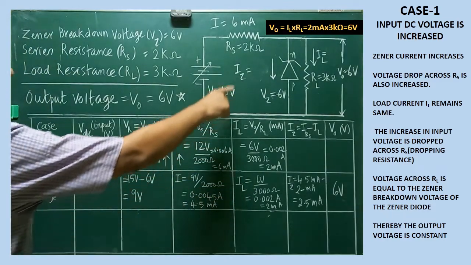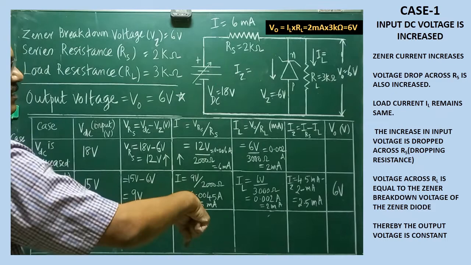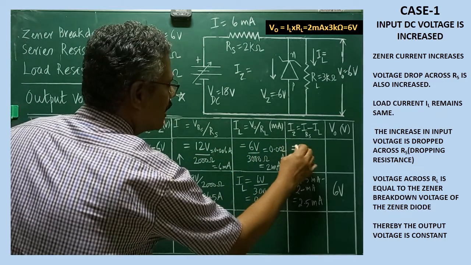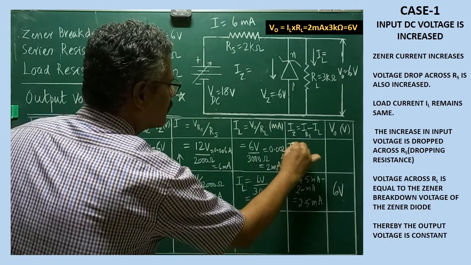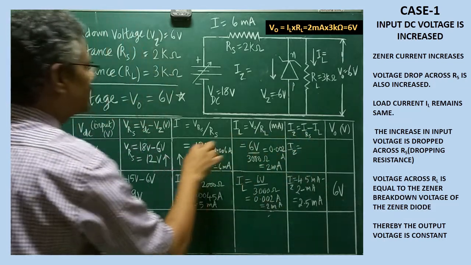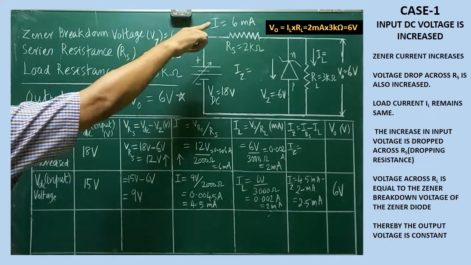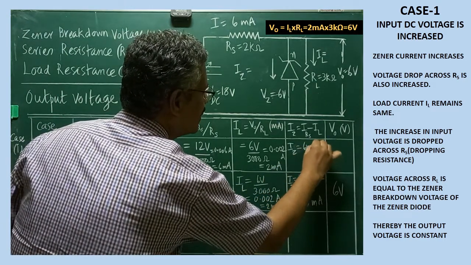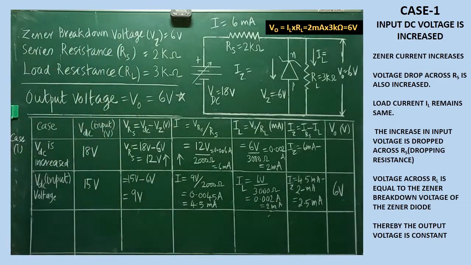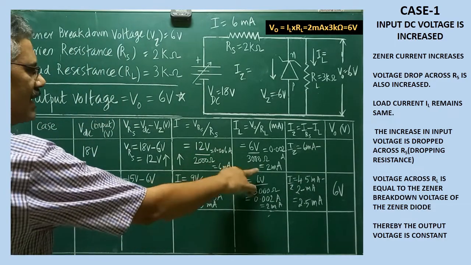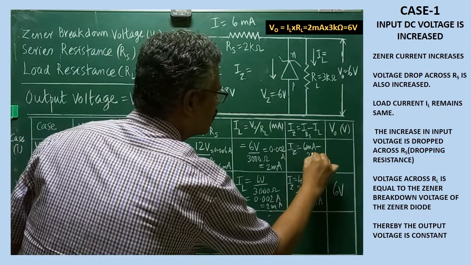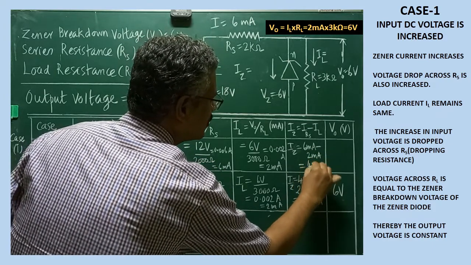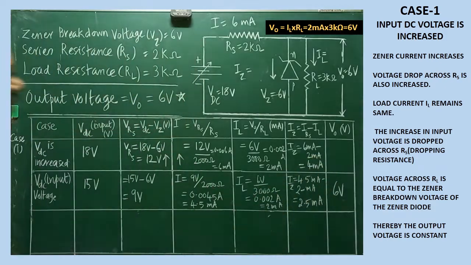Now we will calculate, is there any change in the Zener current? How to calculate the Zener current? IZ is equal to IRS minus IL. What is the amount of current which is passing through RS? 6 milliampere total current. 6 milliampere minus, and then IL value is 2 milliampere. So 6 milliampere minus 2 milliampere is equal to 4 milliampere.